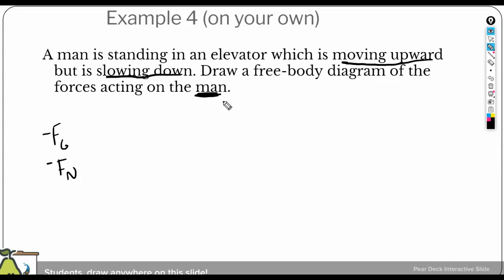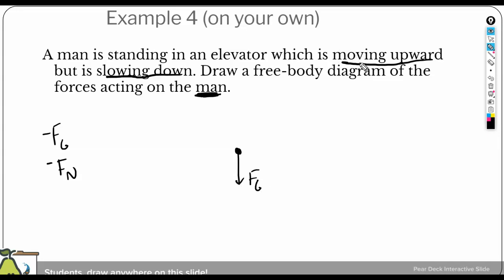And even though there is an elevator cable holding the elevator up, that force is not acting on the man, it's acting on the elevator. And so if we were to draw the free body diagram for the elevator, we might include tension, but we're not going to in this situation. And so these are the only two forces we're concerned with. Okay, so I'm going to have force of gravity going down just to start with.